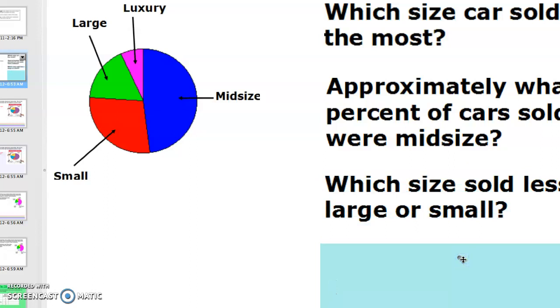Which size sold less, large cars or small cars? Here's small cars, here's large cars. It looks like small cars sold more, so that means large cars sold less. It's probably because they're more expensive.